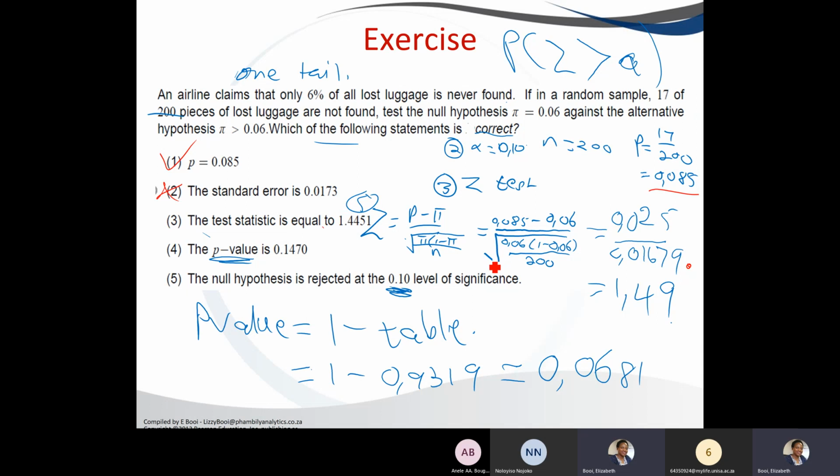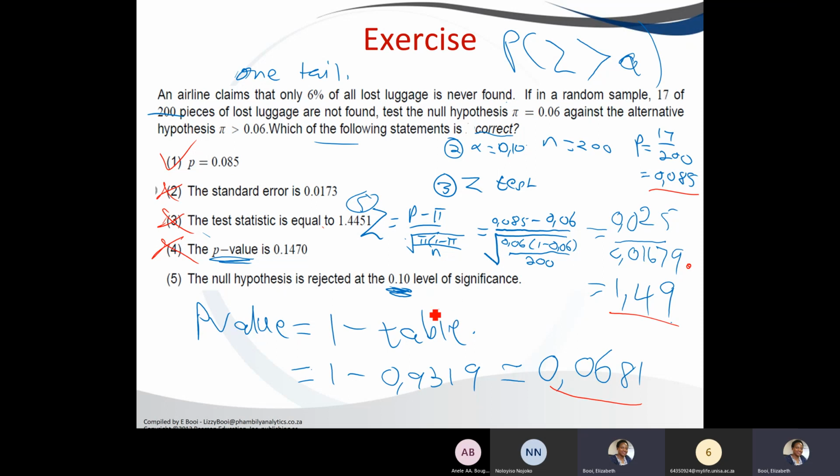The test statistic, we found it 1,49. This is 1,45. That's not correct. Our p-value is 0,14. The p-value should be 0,681. That's not correct. And the null hypothesis is rejected.